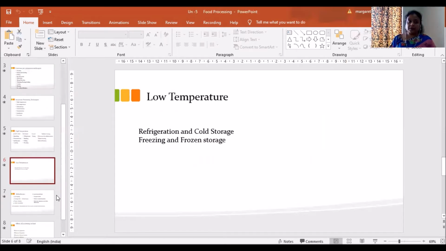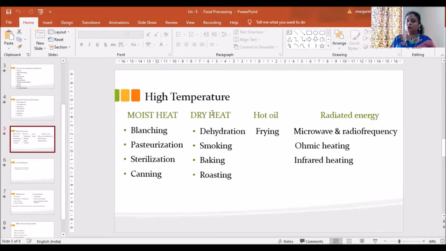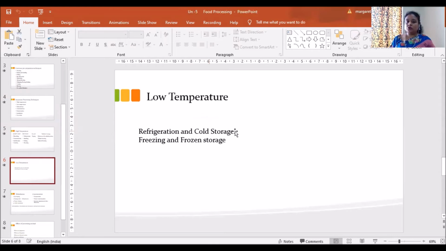Next, coming to the low temperature methods. We have finished the high temperature methods, where we covered moist heat, dry heat, hot oil, as well as radiant energy. Now we are going to do the low temperature. Under low temperature, we're going to talk about refrigeration and cold storage, freezing and frozen storage, the refrigerator and the deep freezer.